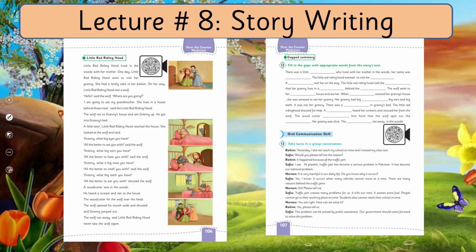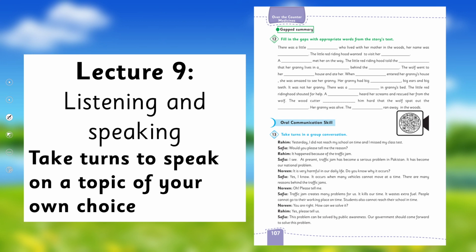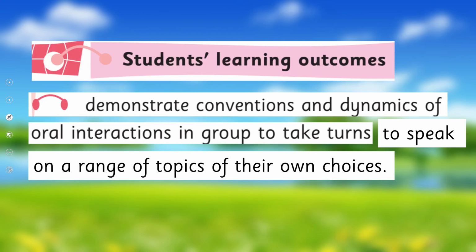In lecture number 8, we will learn how we can write a story. We will develop our story writing, and its SLO will be how to retell a story briefly and sequentially, summarize a short folk tale through gapped summary exercise. So we will cover these SLOs. In lecture number 9, under the title of Oral Communication Skills, we will learn how we can take turns to speak on a wide range of topics. And its SLO will be demonstrate conventions and dynamics of oral interactions in group to take turns to speak on a range of topics of their own choices.